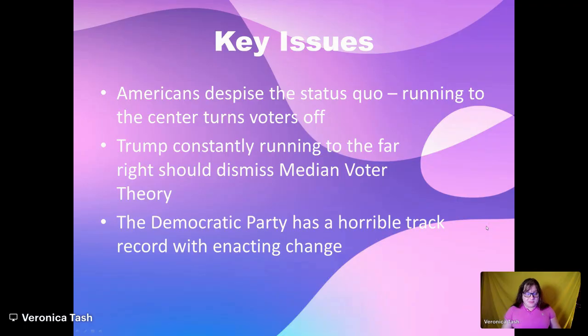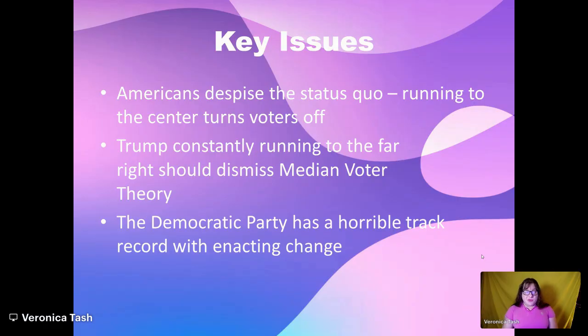And we have to note that Trump constantly running to the far right and winning and being close in 2020 should lead to us dismissing the median voter theory, at least as it applies right now in today's America. It does not accurately model it. If you have Democrats running towards the center and Donald Trump running to the far right, the median voter theory isn't working. He is activating a lot of people on his base.